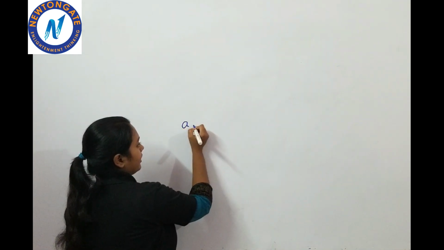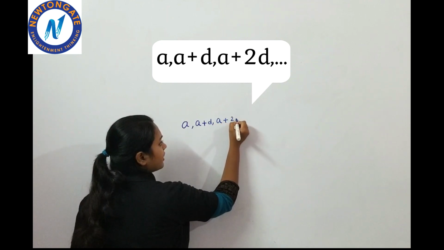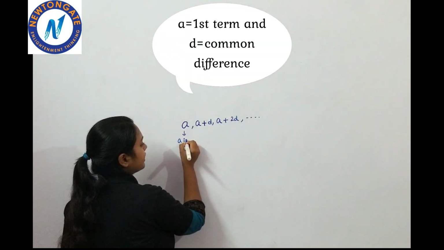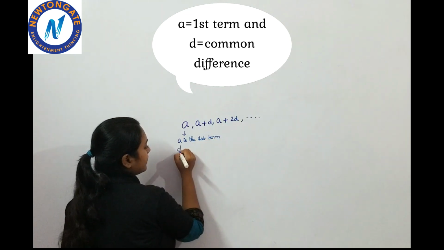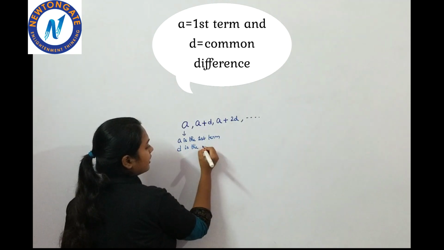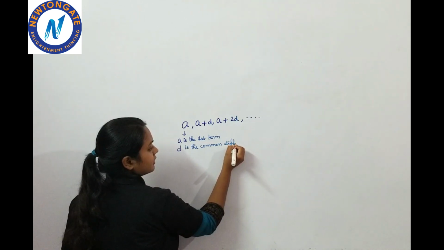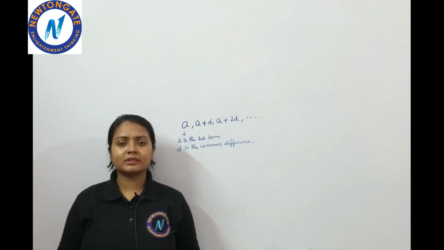Now, what is the general form of an arithmetic progression? We write the general form of arithmetic progression like that: A, A plus D, A plus 2D and so on. Here A is the first term and D is the common difference of the progression. This common difference will be 0, positive or negative.